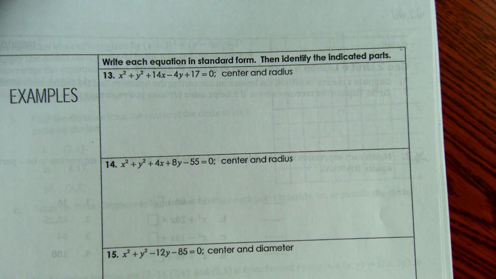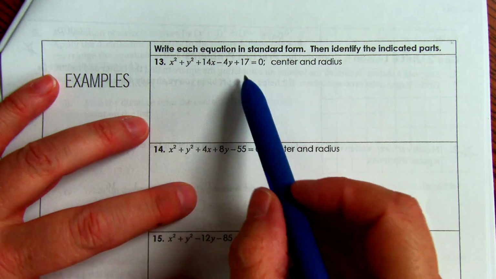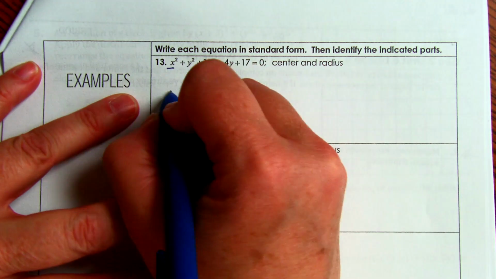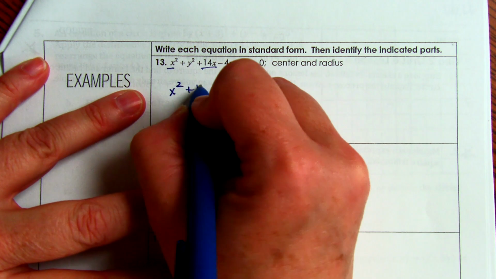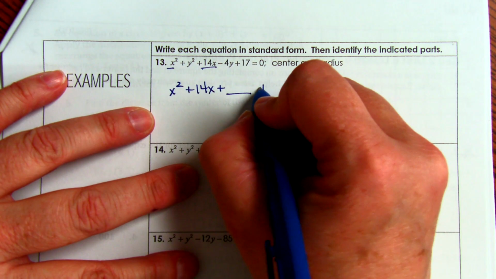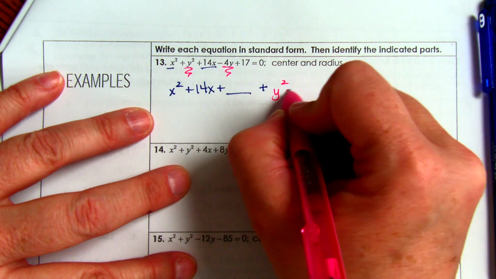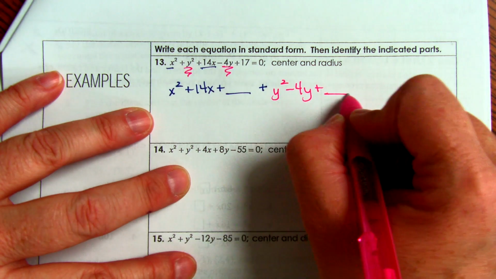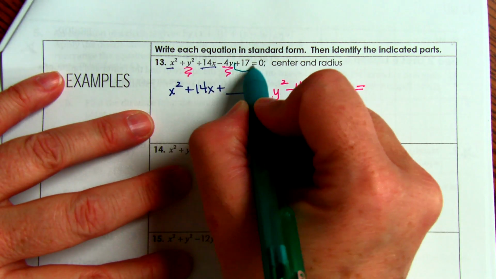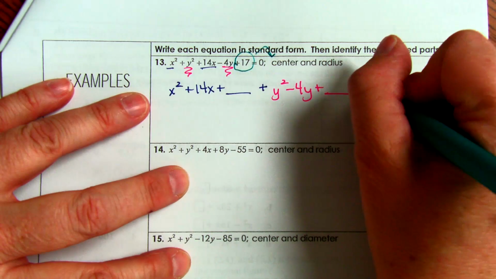Okay, so let's go ahead and look at the next piece, which has some examples on there. Following what we did, first thing we did was we put all of our x's together. So I'm going to add something to it, plus I'm going to put my y's together. And then this 17 needs to go to the other side. So what's that going to be? So it's negative 17, correct?